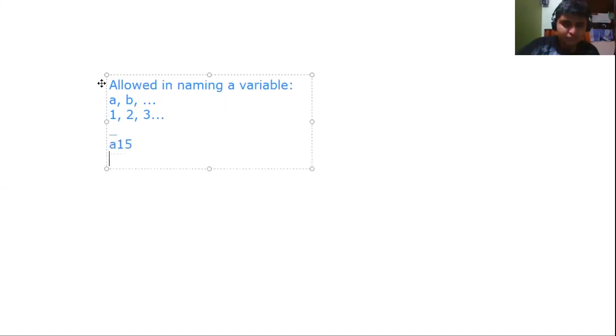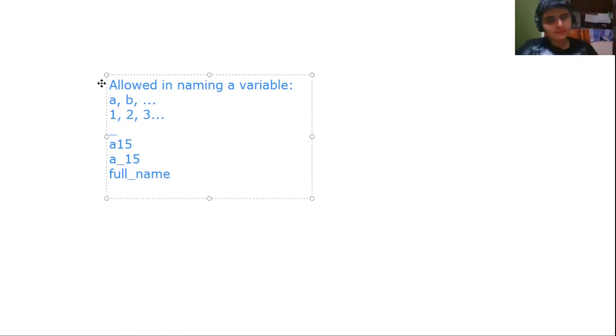This is valid. I can write A underscore 15. That is valid. I can write full name. That is valid. But you can't give a space. You can't use any other character. Means I can't write it like full, say, dollar name. Now, this will not be allowed. A15 is allowed. A underscore 15 is allowed. Full underscore name will be allowed. But full dollar name, because special characters other than underscore will not be allowed.